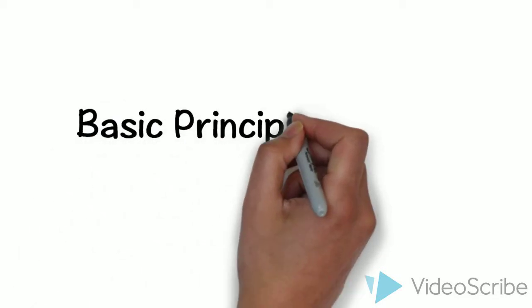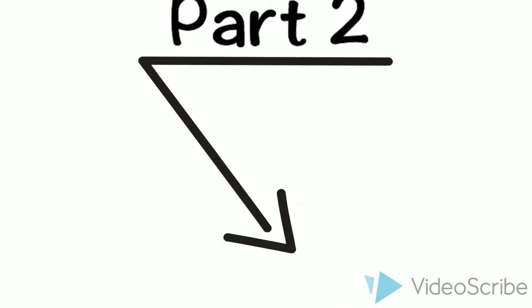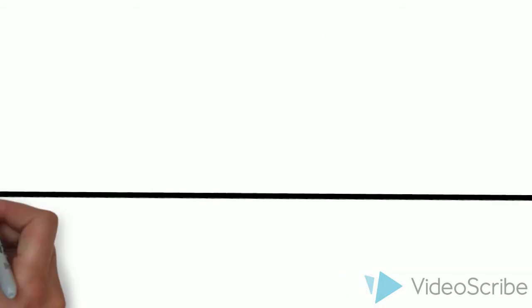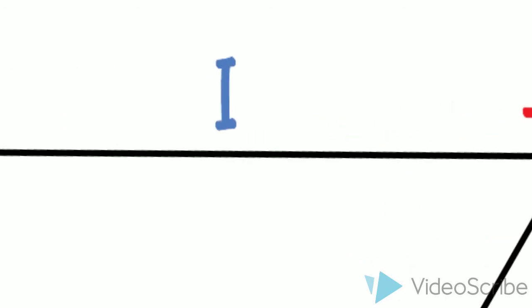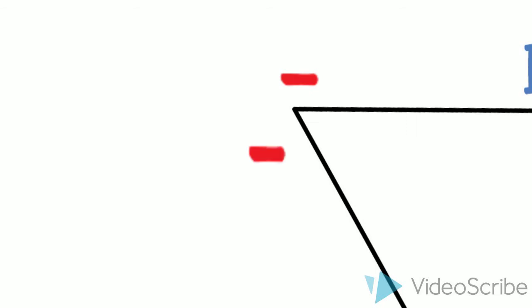Hello again to the second part of basic principles of ECG. As we mentioned in the previous video, lead 1, lead 2 and lead 3 can be represented in terms of a triangle called the interference triangle.